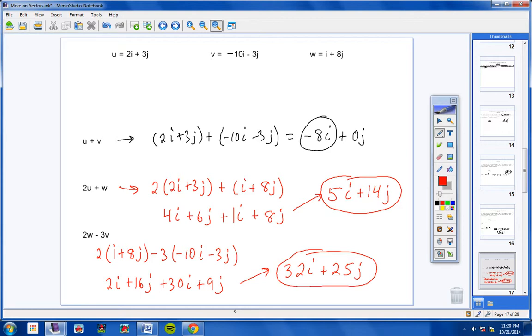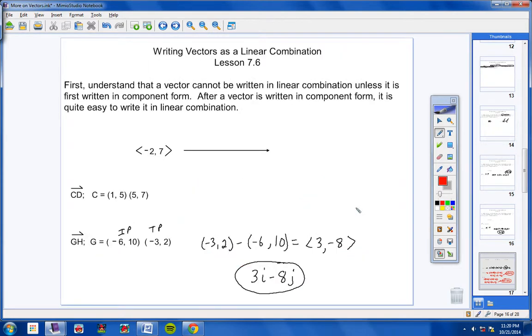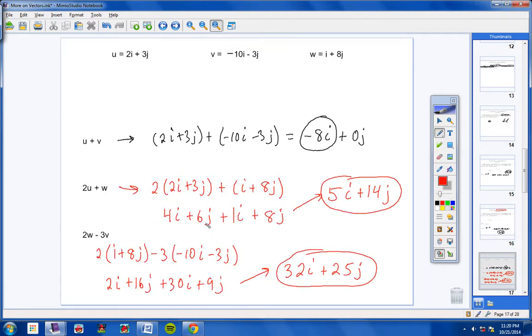Okay, so what we've done here is we've learned how to write vectors as a what? Linear combination. And remember, you must first write the vector in component form and then write it as a linear combination, okay? And then we're learning how to take those vectors written in linear combination form, and we can add them and subtract them pretty quickly and pretty easily, okay? All right, let's go ahead and move on.